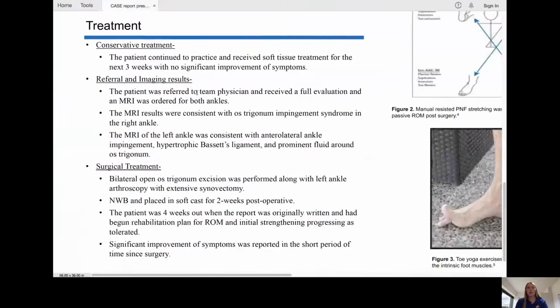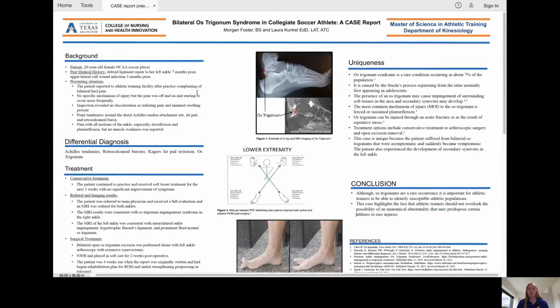My name is Morgan Foster, and this is my clinical case report presentation over bilateral osteogonum syndrome in a collegiate soccer athlete. This was a level 4 case report.